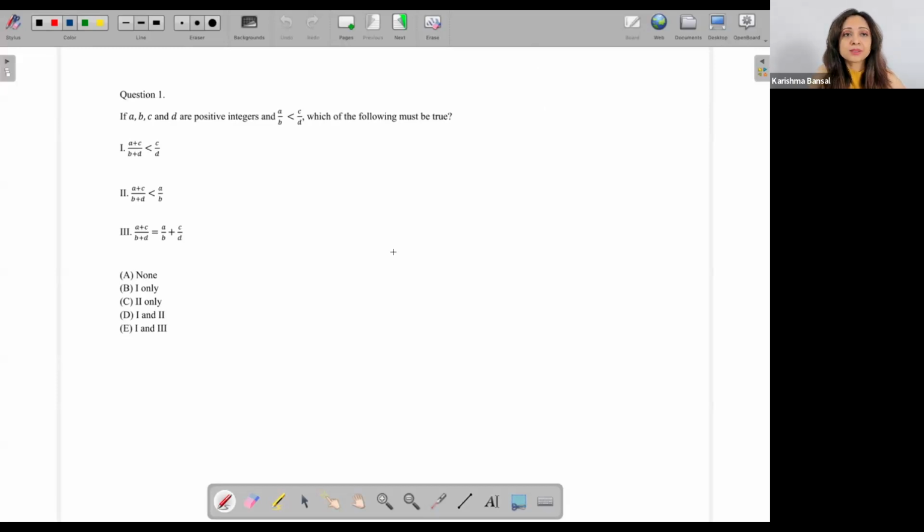So, the telltale signs. If A, B, C, and D are positive integers, and A by B is less than C by D, when I have a variable less than the other variable, we discussed it last time, the first thing that should come to my mind is that I'm going to put it on the number line. I'm going to put the variable on the left-hand side over here and the variable on the right-hand side over here, right? Here we have a fraction.